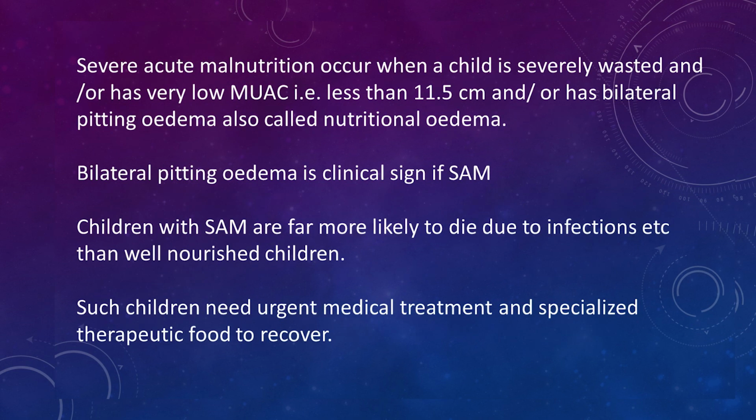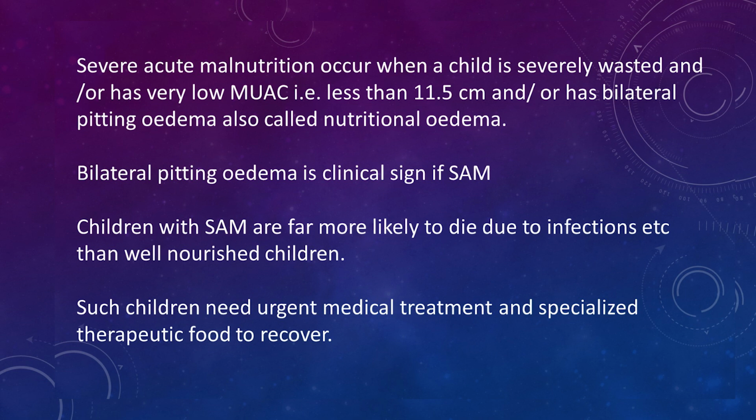Now, severe acute malnutrition occurs when a child is severely wasted and or has a very low mid upper arm circumference, less than 11.5 centimeter, and or has bilateral pitting edema, also called nutritional edema. So, a child having a very thin arm, with mid upper arm circumference less than 11.5 centimeter, and showing bilateral pitting edema, called nutritional edema. This is the diagnostic criteria of severe acute malnutrition.